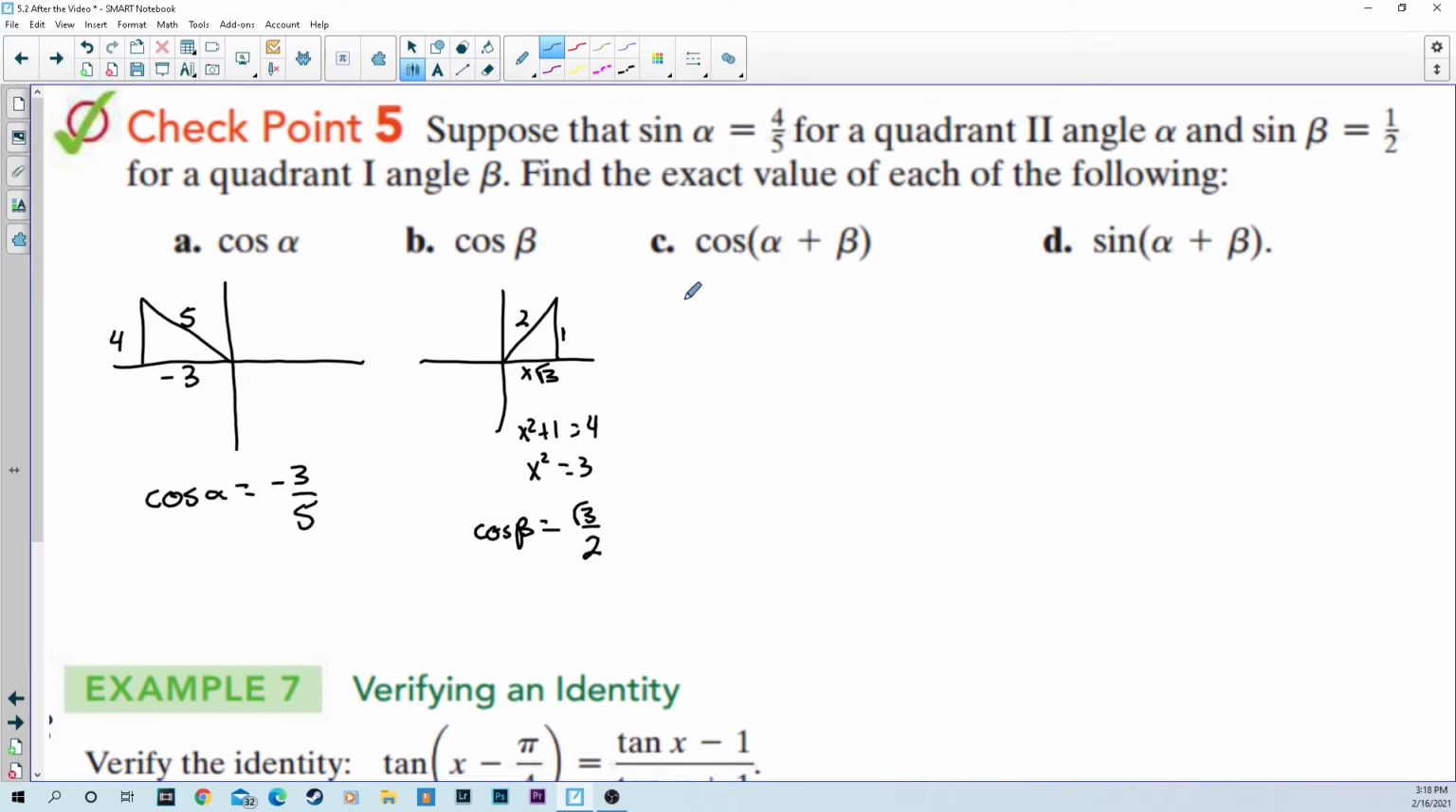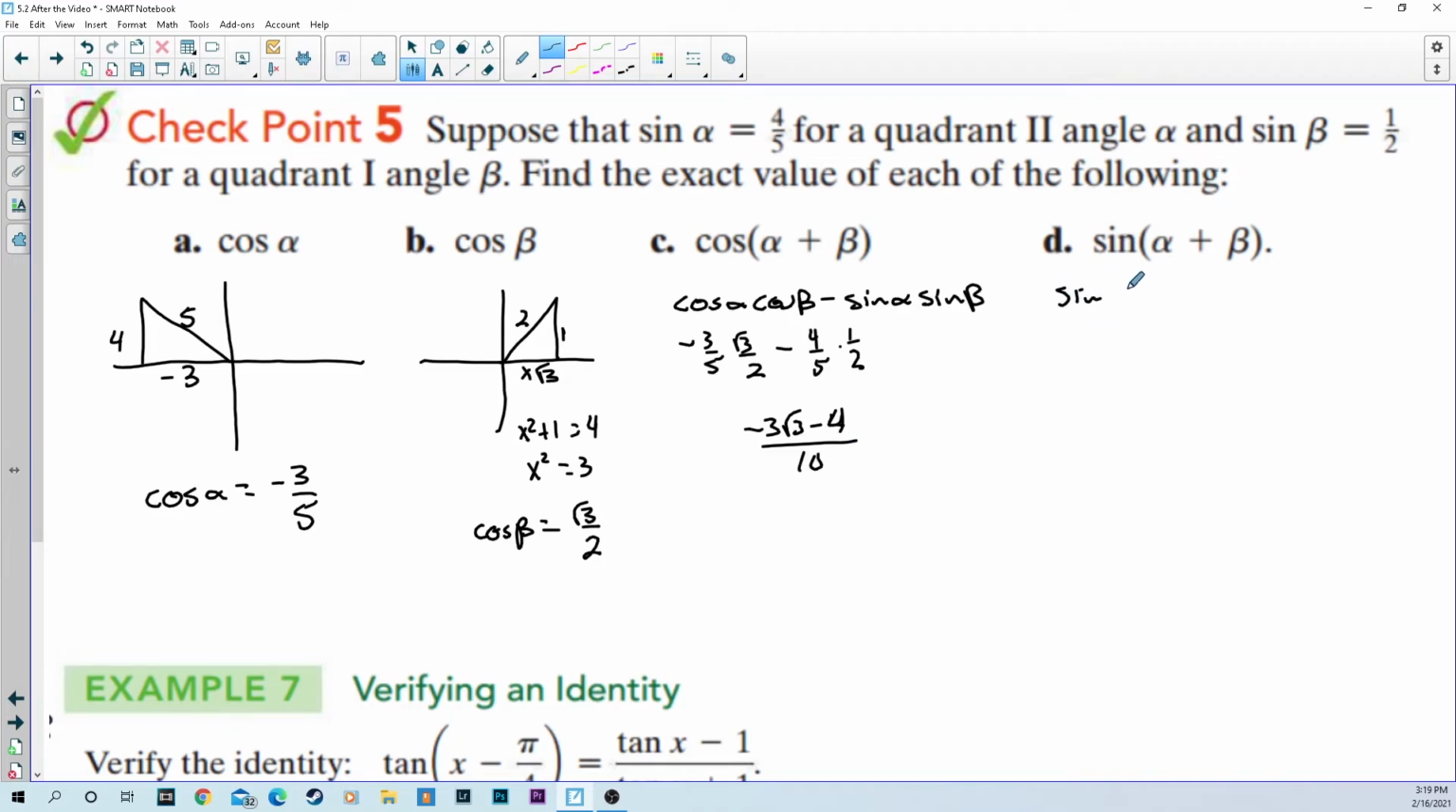C, cosine of alpha plus beta. We'll just follow the pattern. We have cosine of alpha, cosine of beta. Cosine's the opposite sign, so we have sine of alpha, sine of beta. Well, cosine of alpha is -3/5. Cosine of beta is square root of 3 over 2. And we're going to go minus the sine of alpha is 4/5. That was given. And the sine of beta is 1/2. We end up with -3 square root of 3 minus 4 over 10.